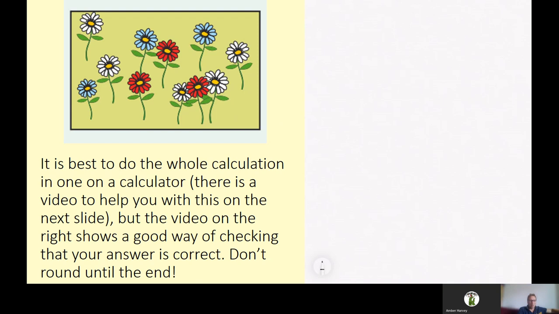It is best to do the whole calculation in one go on a calculator. You can program your calculator to do the whole thing in one go, and there's a little video to show you how to do that. But I'm going to play this video, which has been put together for you, which goes through the steps. It's always a good idea to check your answer is correct, but it also shows you the process. I'm going to talk through what we're doing. We'll write down the equation first so we know what we're doing.